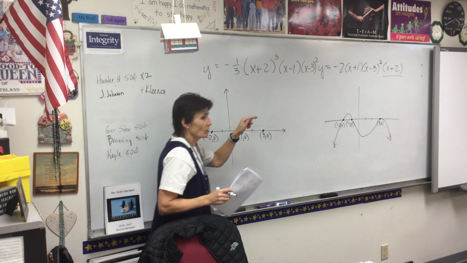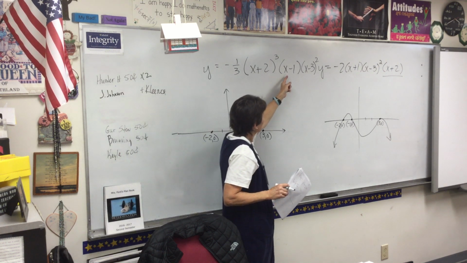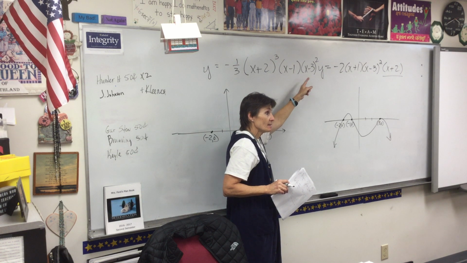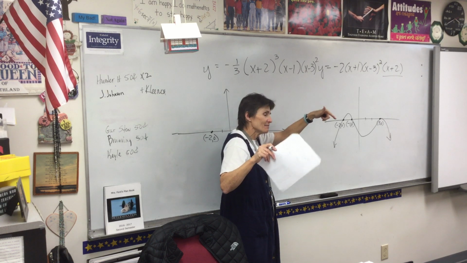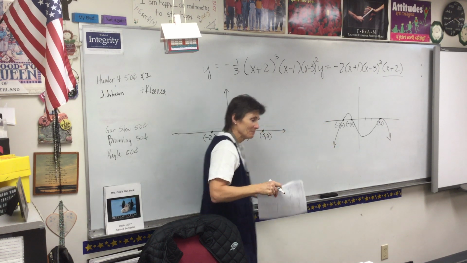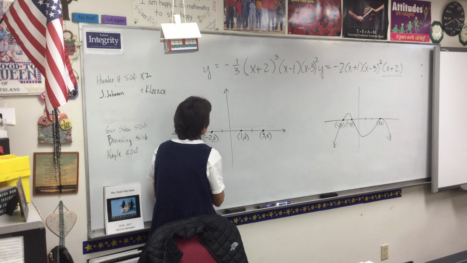Now, how many X's altogether? 3, 4, 5, 6? That's even. Even is up, up. But it's negative, so it's down, down. So we're starting down here.